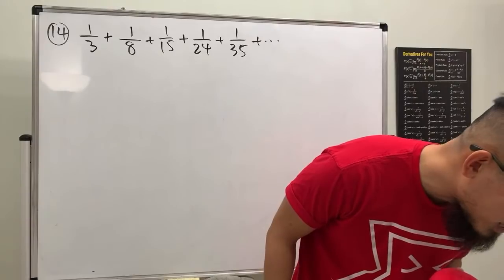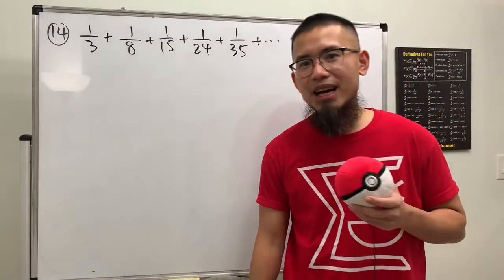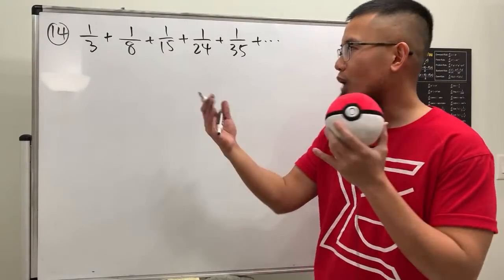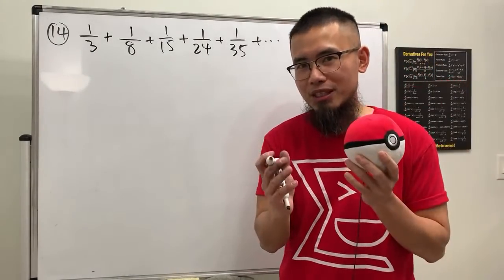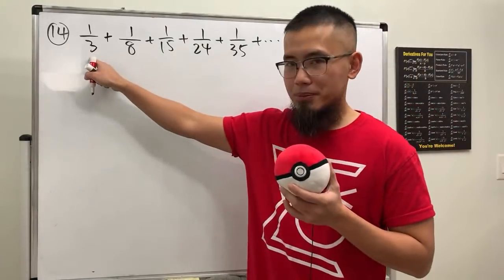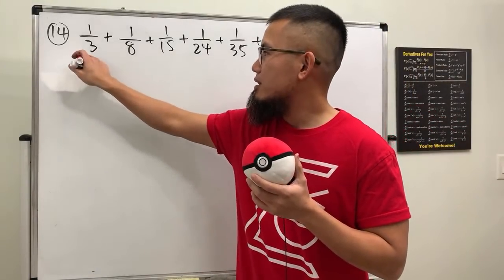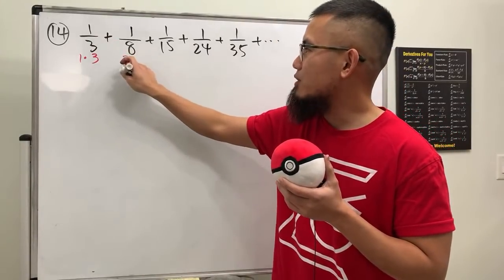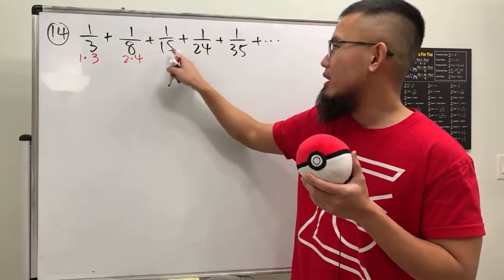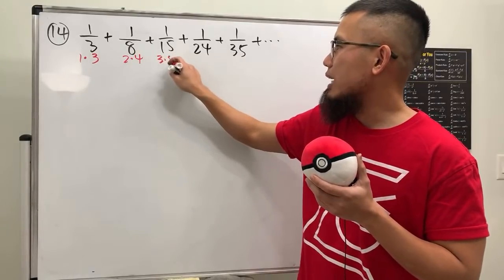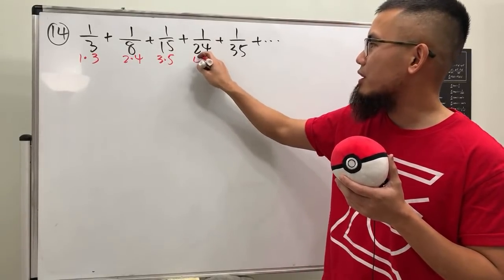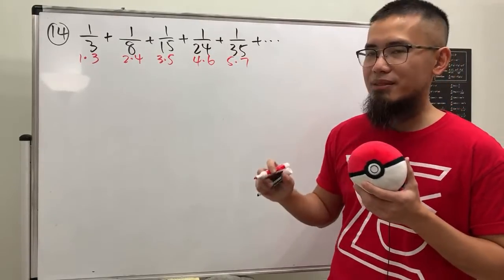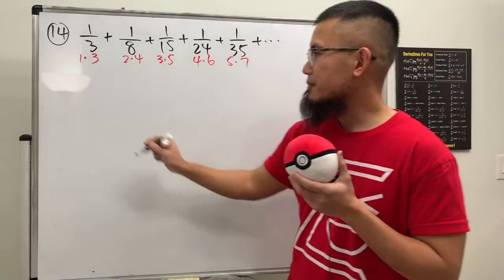Okay, then you got it right. It's 1 over n times n plus 2. Very nice. So again, when you have the expanded form, go ahead and put it in the summation form. Have a look right here. 3 is the same as 1 times 3. 8 is the same as 2 times 4. 15 is the same as 3 times 5. And this right here is the same as 4 times 6, and this is the same as 5 times 7, etc.